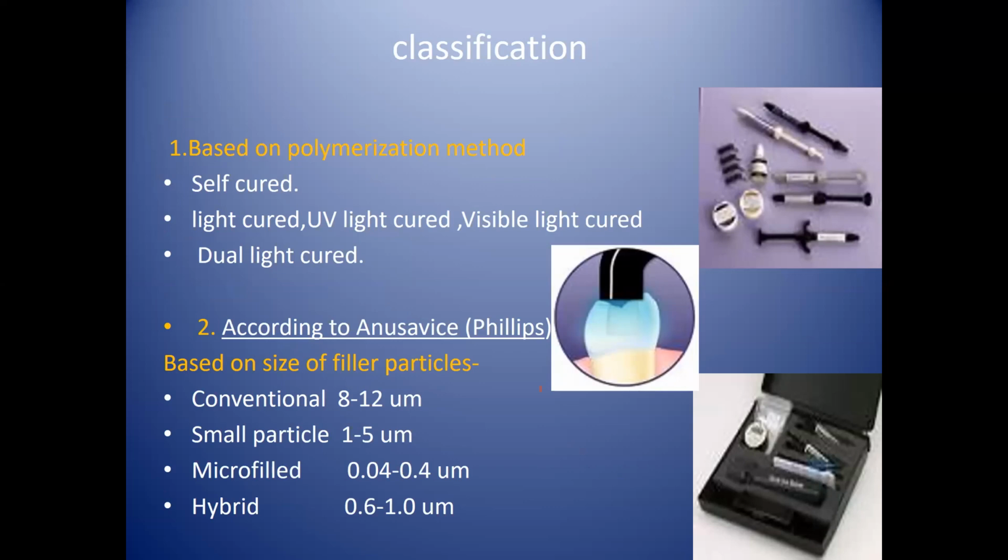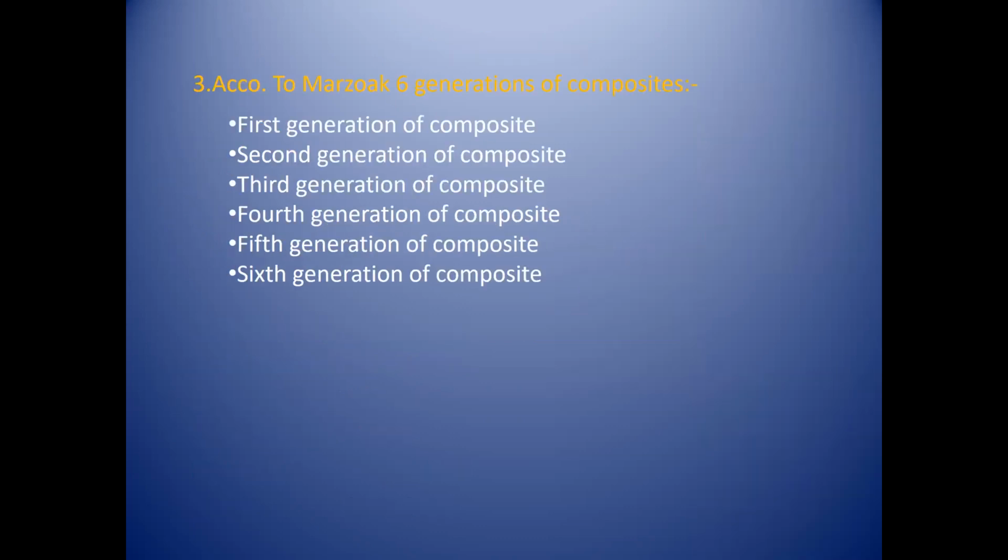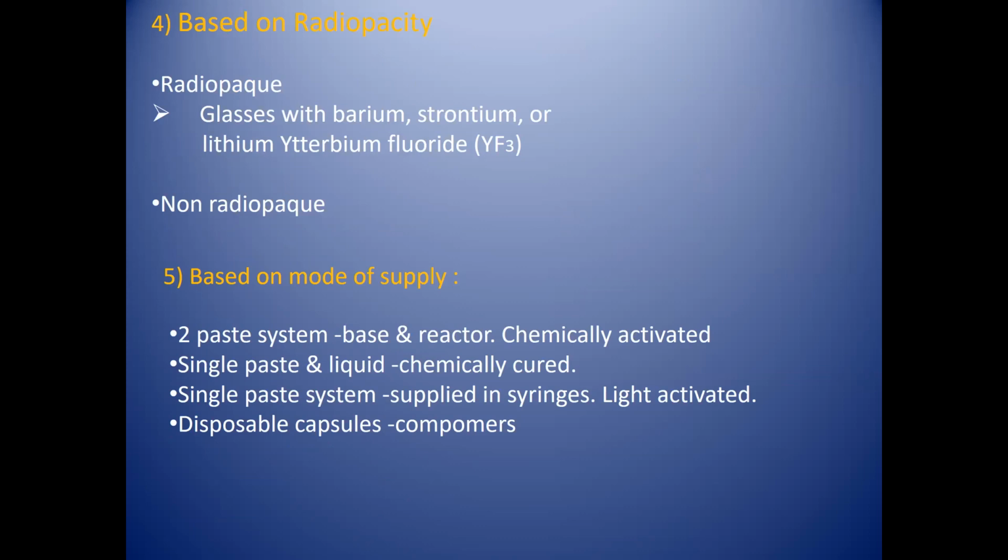Now we'll be discussing the classification based on polymerization method. There is self-cured, light cured, UV cured, visible light cured, and dual cured. Dual cured is light cured plus chemical cured. According to Anusavice, based on filler particles, it is classified as conventional, small particle, microfilled, hybrid. And according to Marzouk, it is classified into generations. Based on radiopacity, there is radiopaque and non-radiopaque composite.